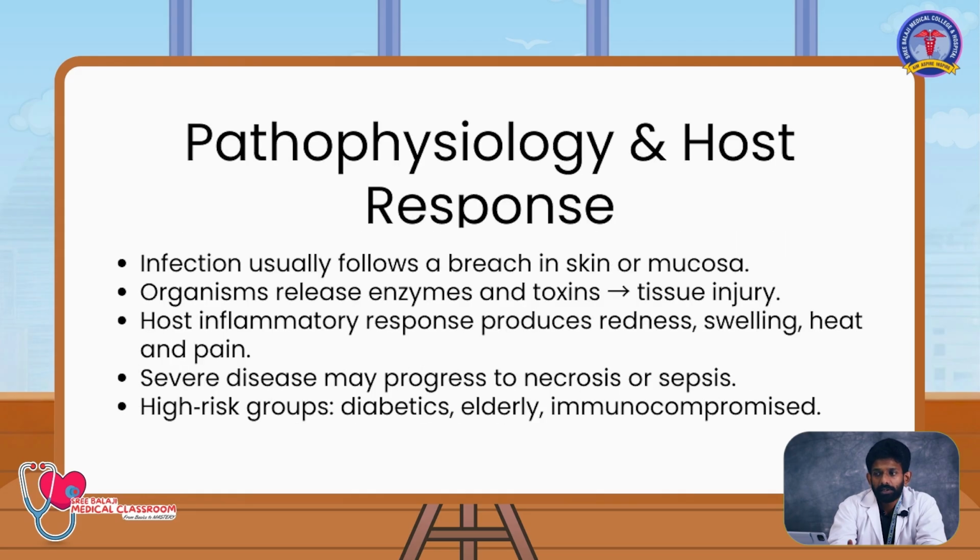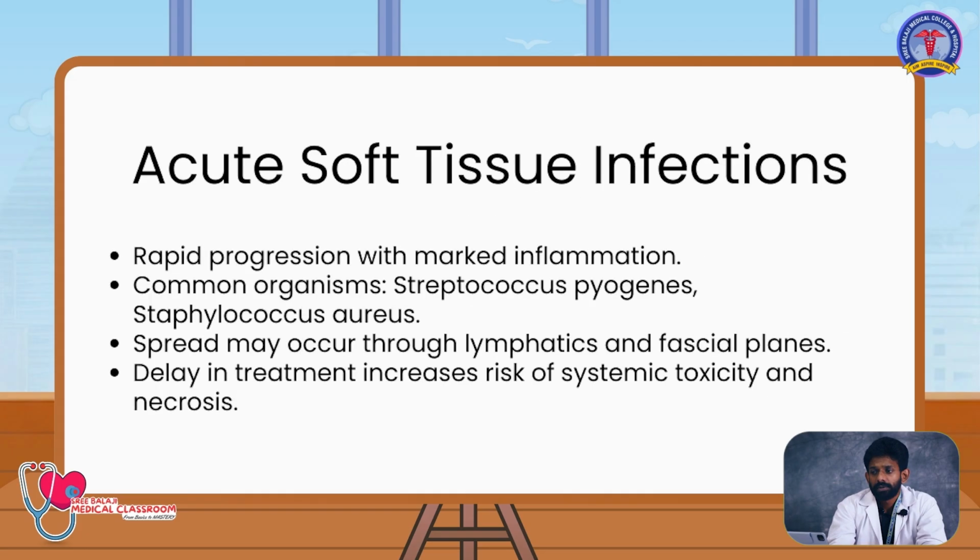The pathophysiology and the host response. The infection follows a break in the skin or the mucosa, through which the organisms multiply, releasing toxins and enzymes. This triggers the host inflammatory response and causes erythema, edema, and pain. In severe infections, if left untreated, they can also go on to necrosis and sepsis. The risk is increased in immunocompromised patients, like patients with diabetes mellitus, in elderly patients, and in patients with HIV/AIDS. So, first we'll look into the acute soft tissue infections.